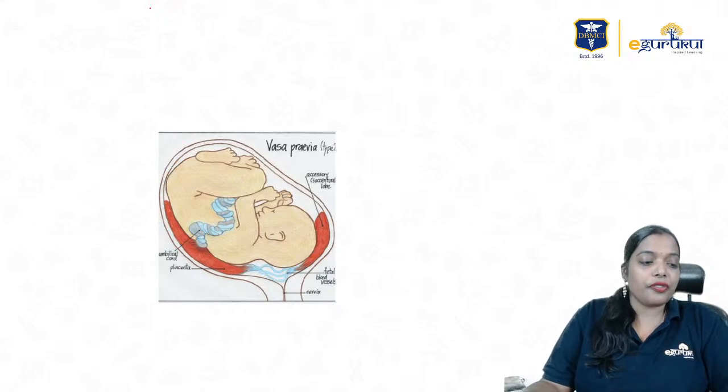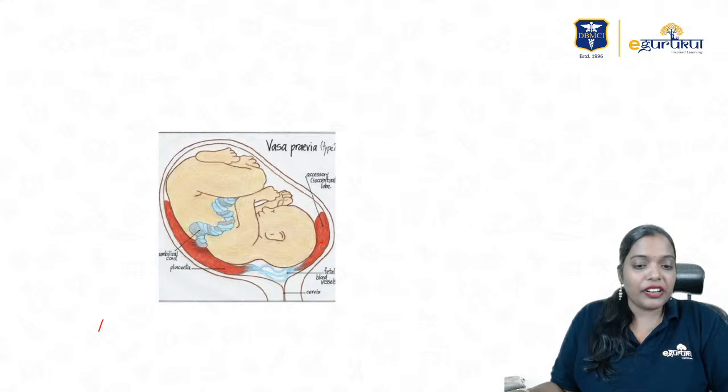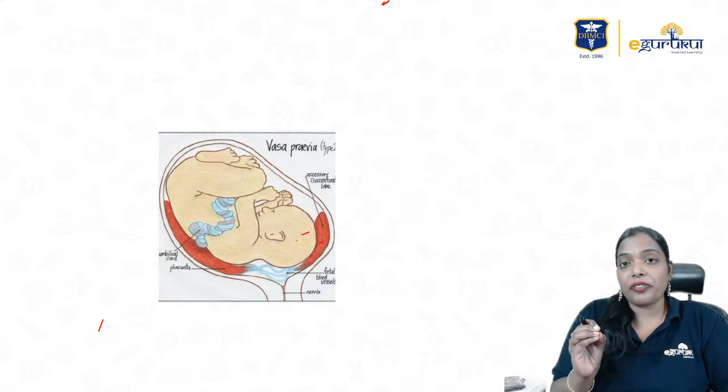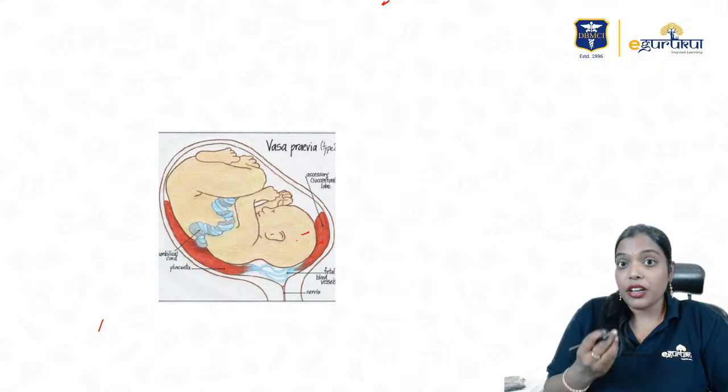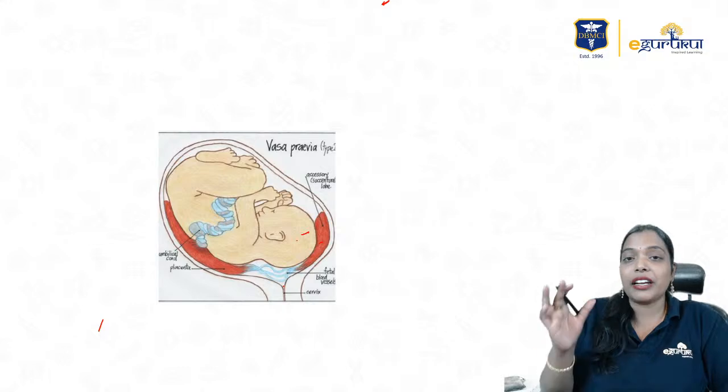So this is a picture of Vasa previa, guys. In Vasa previa, it is the fetal vessels and membranes which are lying over the internal os. Obviously, when fetal vessels and membranes are over the internal os, there is a high risk of bleeding or fetal hemorrhage whenever the internal os opens. That is why Vasa previa is very dangerous.